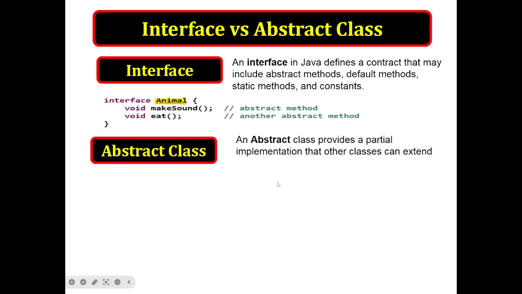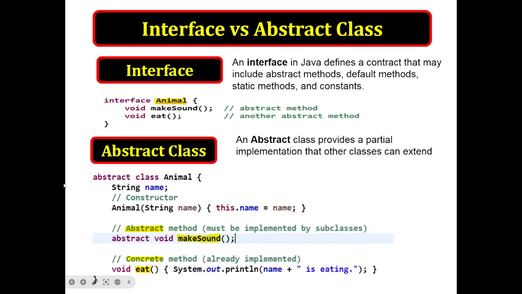What is the abstract class? Abstract class provides a partial implementation that other classes can extend. So this is an example of an abstract class wherein we have partial implementation. This is the abstract method, and this method must be implemented by the subclasses.